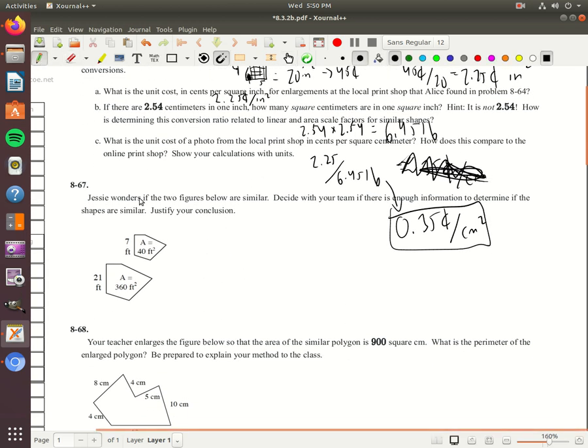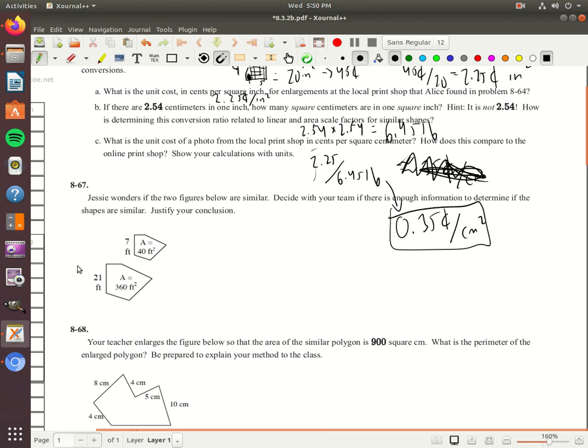So moving along. The problem I have with that problem is it's just so overly back and forth and technical instead of just, I don't feel like we're learning anything. I feel like we're doing a super difficult rigorous problem out of nowhere for no reason. Anyways, Jesse wonders if the two figures below are similar. Decide with your team if there's enough information to determine if the shapes are similar.